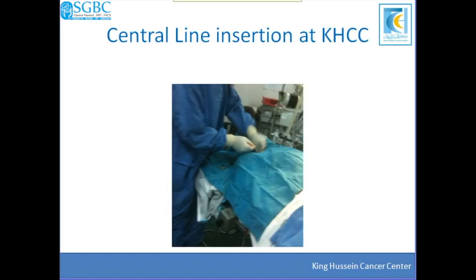Okay. So this is a central line being inserted at KHCC. Basically, you see this drape. This is what we provide our physicians to insert central lines. A small drape that has a hole in the middle and does not cover the whole patient, and basically this is very much against the maximal precautions that we talked about.